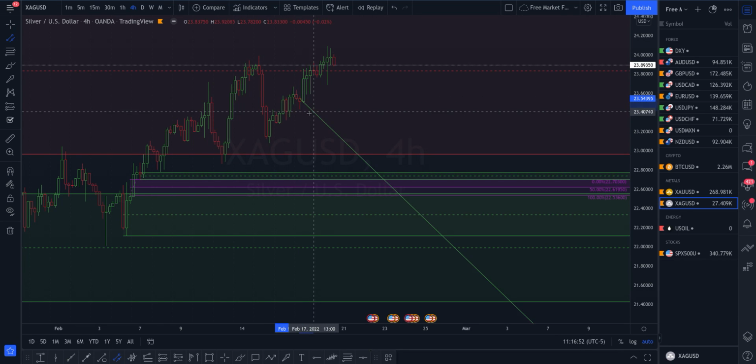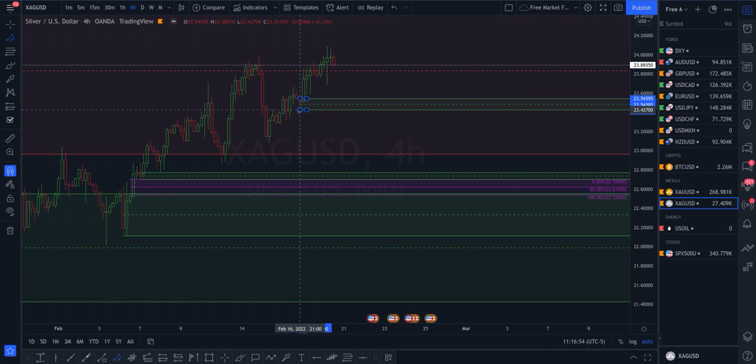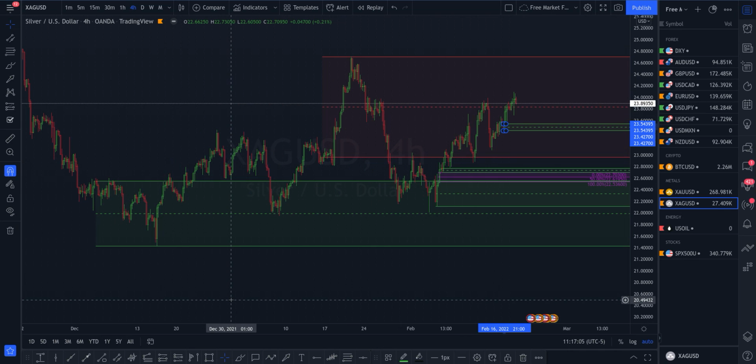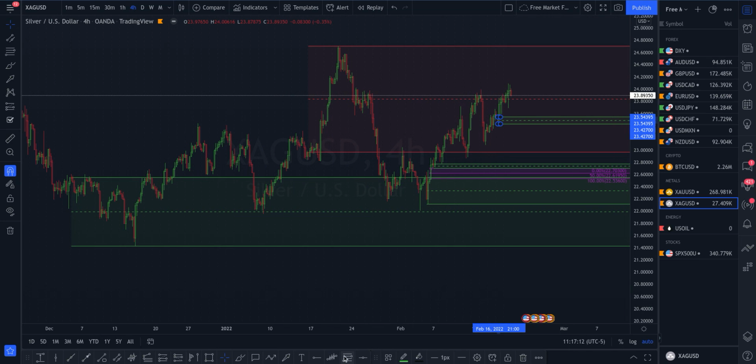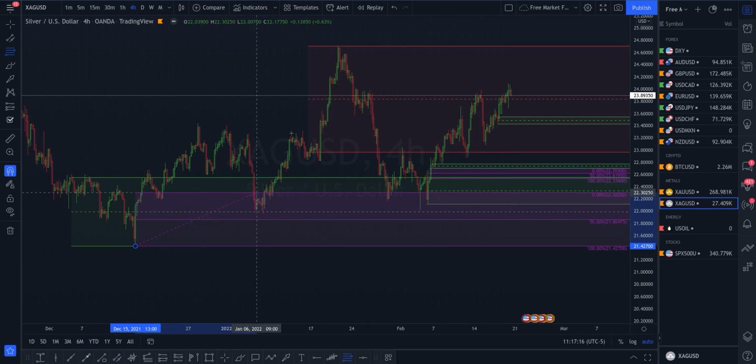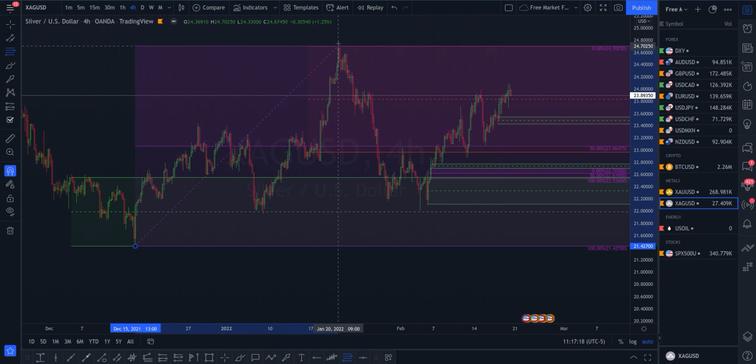And of course, Fibonacci will say so as well. So I'm liking this zone. We do have imbalance that needs to be filled. This has not been mitigated. Let me take a look at this retracement that has taken place. Low to high.